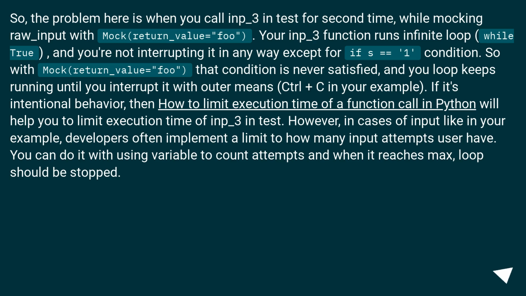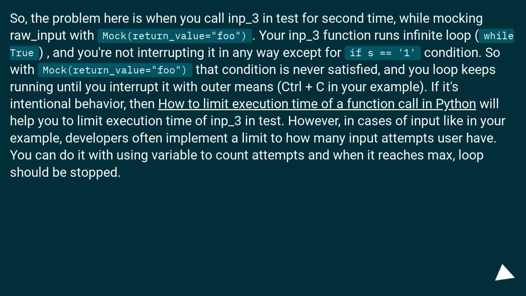So, the problem here is when you call imp_3 and test for the second time, while mocking raw_input with mock return_value equals foo, your imp_3 function runs an infinite loop, while True, and you're not interrupting it in any way except for the if s equals 1 condition. So with mock return_value equals foo, that condition is never satisfied, and your loop keeps running until you interrupt it with outer means, Ctrl+C in your example.